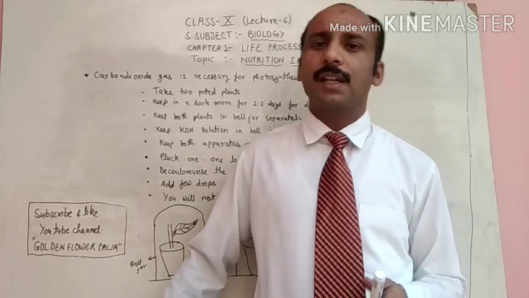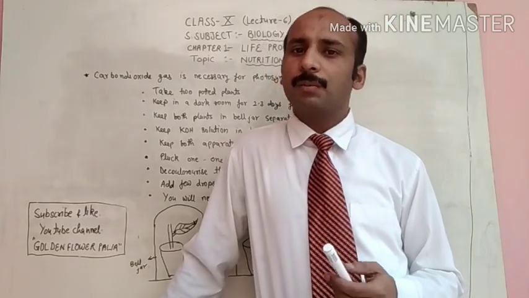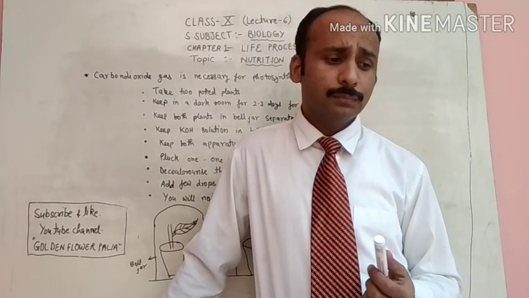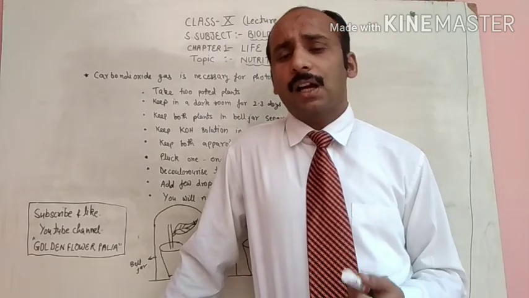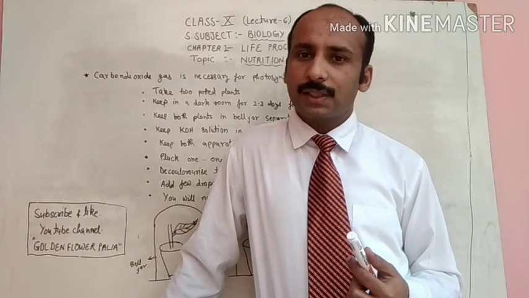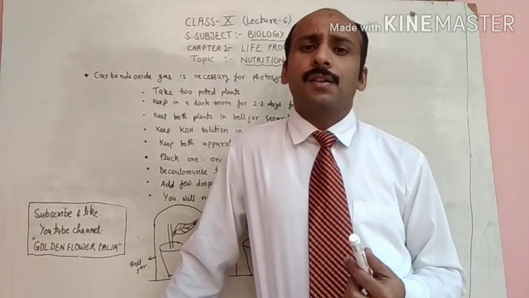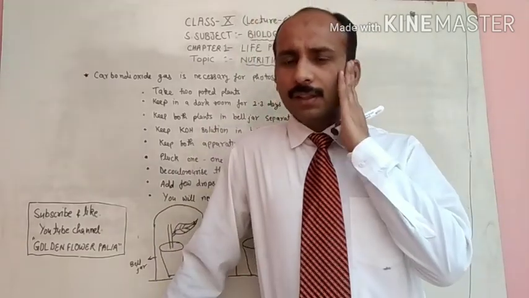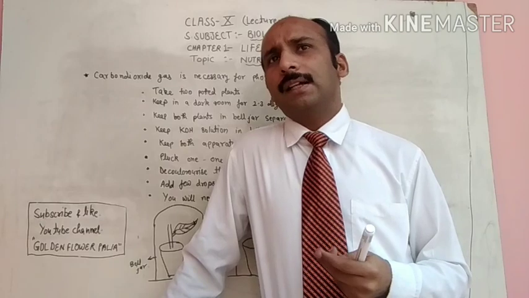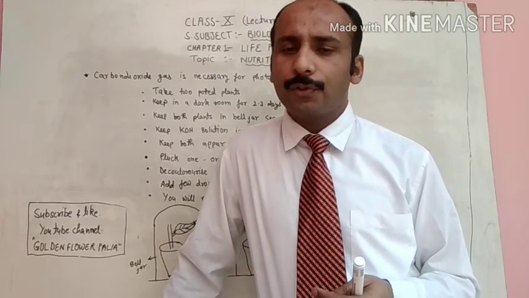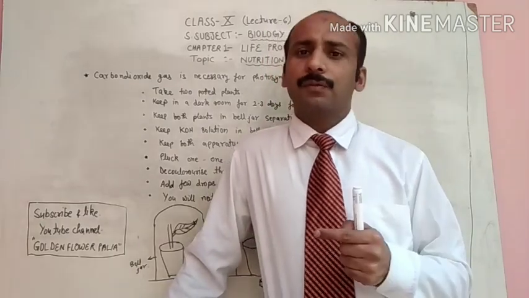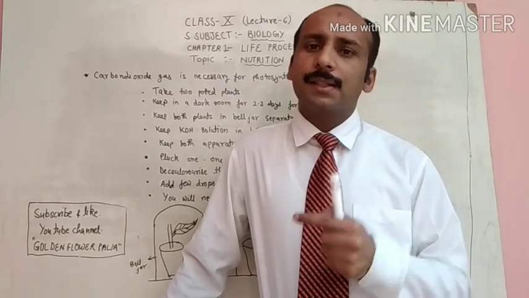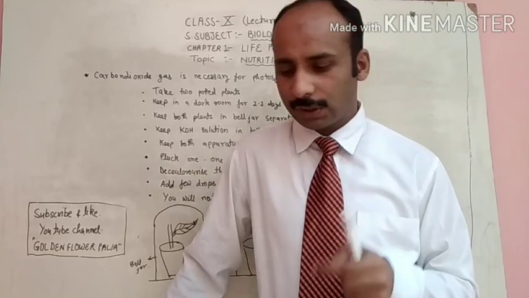So my dear students, in the last videos we have discussed nutrition in plants, and we studied how the plants make their food and what is the process behind it. In the last video, we discussed two experiments. The first was that chlorophyll is necessary for the process of photosynthesis, and the other was that sunlight is necessary for the process of photosynthesis.